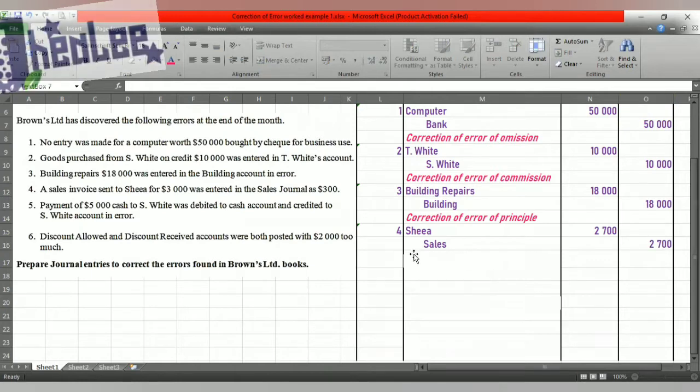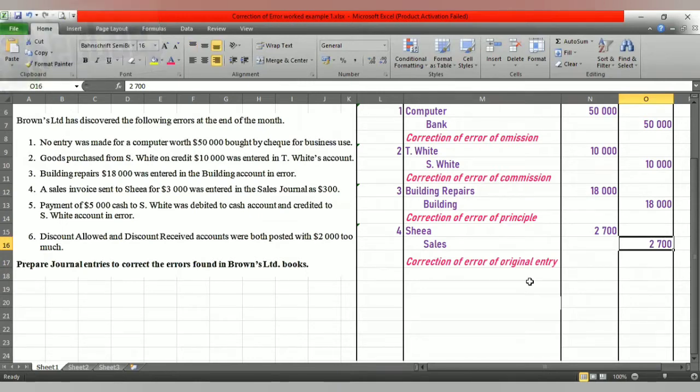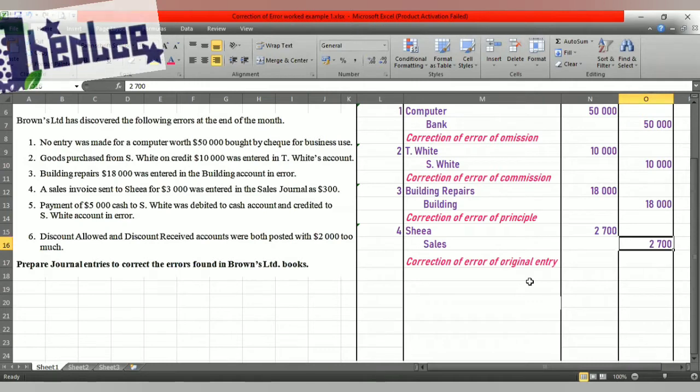What is the narration for that? Simply, correction of error of original entry. What if you don't remember the type of error? All you can write is correction of undercast entries in the account. Okay? Now, we're going to look at the 5th one.